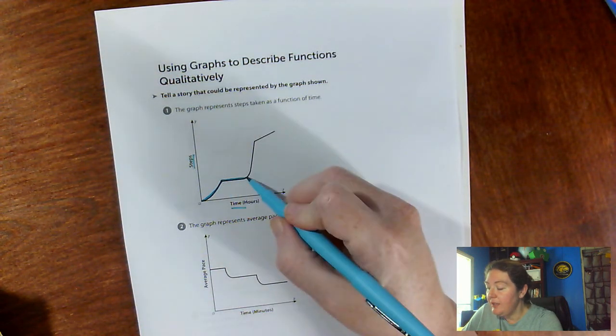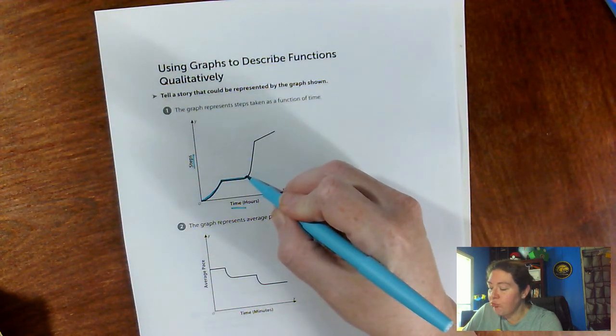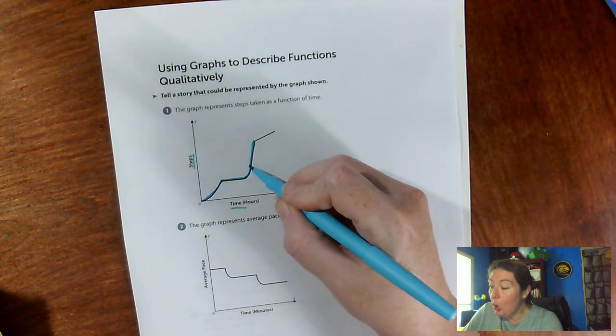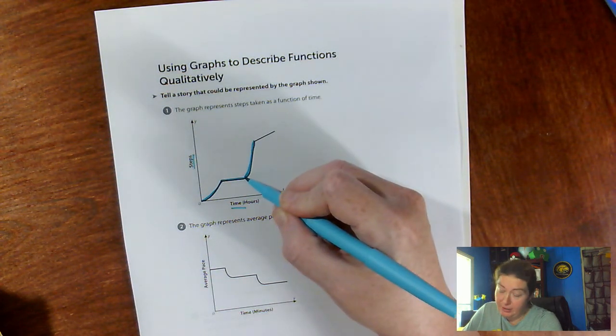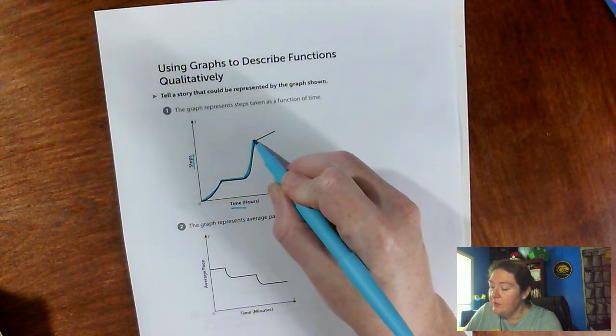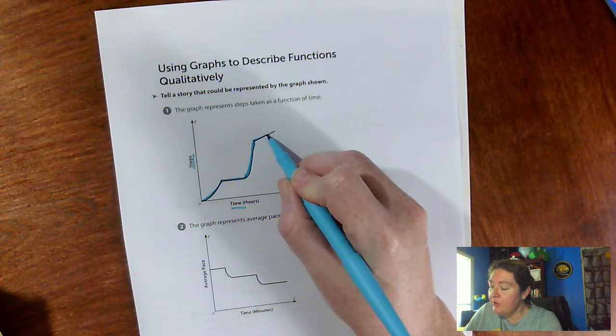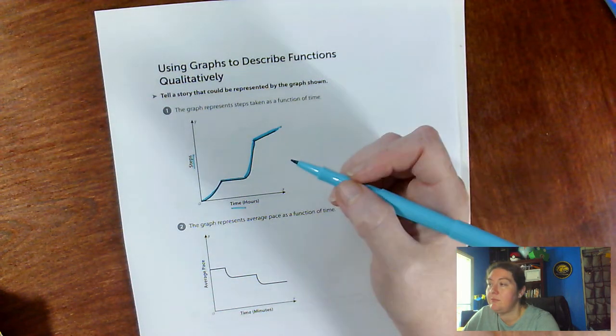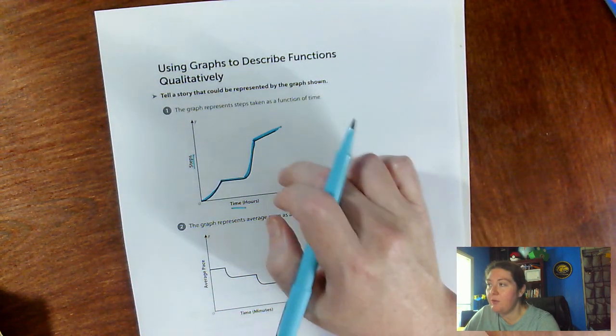He's not going to take any steps for a while. And then there's a snake. He sees a snake. So he takes off running. He goes super, super fast for a while. He takes a whole bunch of steps in a short period of time trying to get away from the snake. And then he's out of breath. So he's going to slow down. He turns around and looks, and he's like, oh man, I just need to go on and get out of here. So he keeps on going. That's my story of this graph.